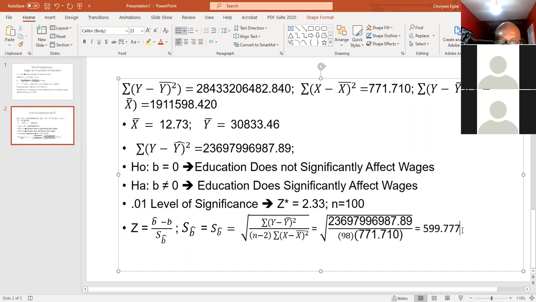So we have the standard error of b hat. Then we're going to apply. Excuse me, guys. We're going to now calculate z from it.